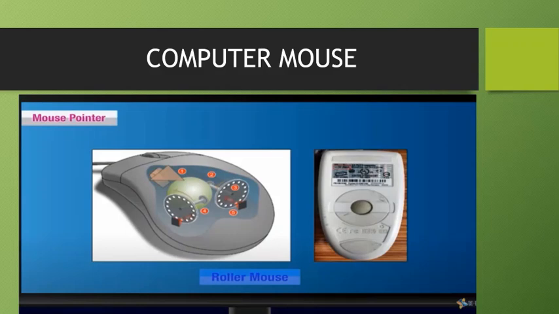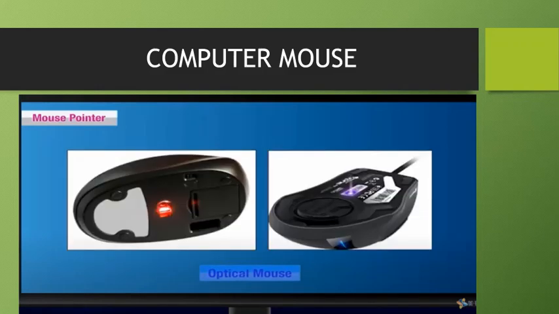Earlier, the computer mouse had a roller ball at the bottom for the movement. Nowadays, a mouse does not have any ball at the bottom, but it uses infrared light instead of a ball for the movement. And this type of mouse is called an optical mouse. Nowadays, everybody uses optical mouse for their computer.